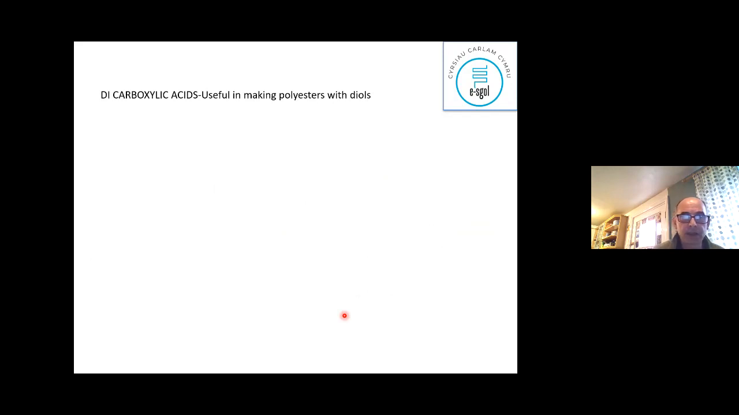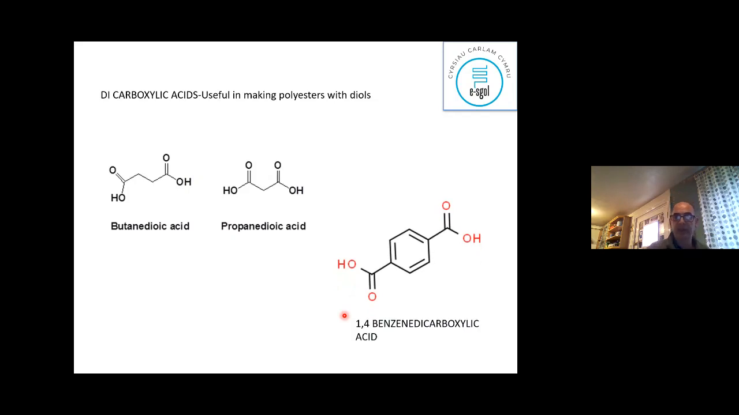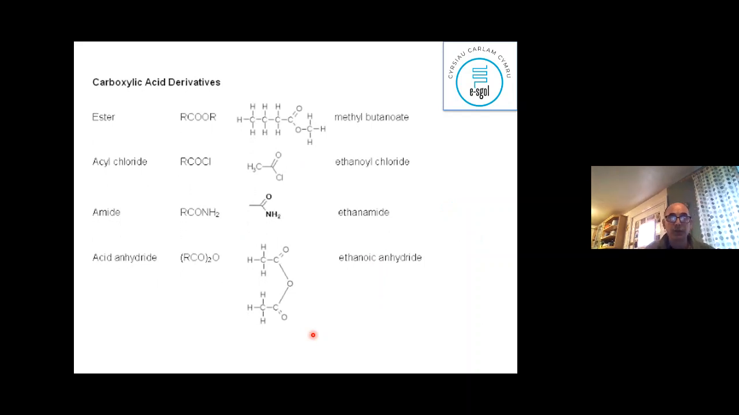You can have dicarboxylic acids, which are useful in making polyesters when they react with diols in condensation polymerization. Butane-dioic acid, propane-dioic acid, and 1,4-benzene dicarboxylic acid are examples. Citric acid is another example of a polycarboxylic acid. So we're going to look briefly today at some of the carboxylic acid derivatives: esters, acyl chlorides, amides, and acid anhydrides. Formations: we're not going to stay too long on this slide.